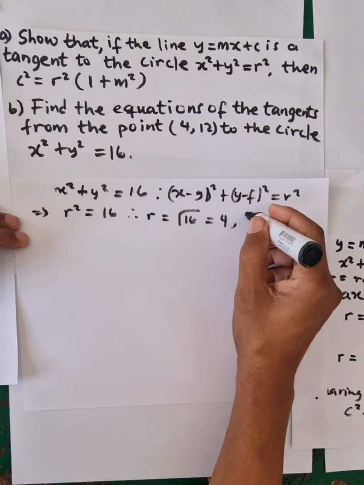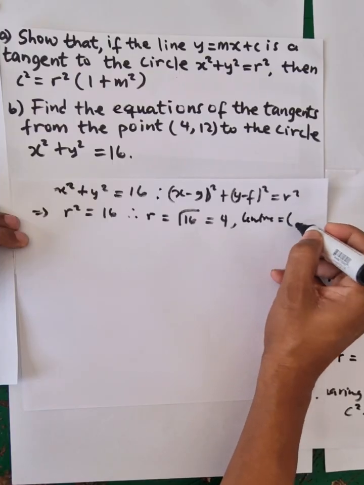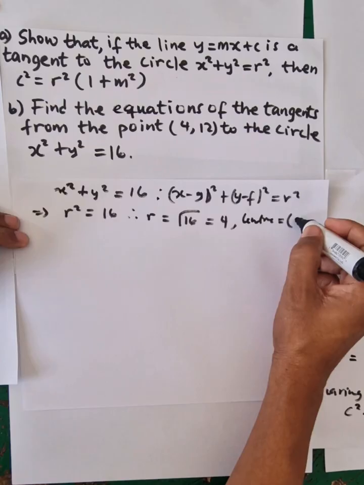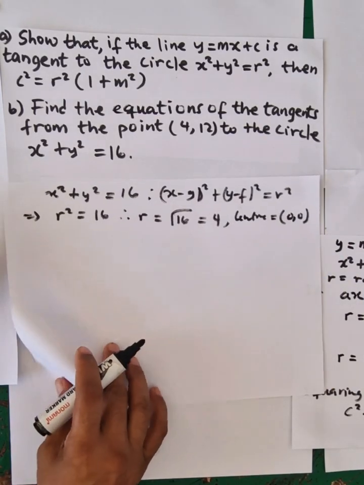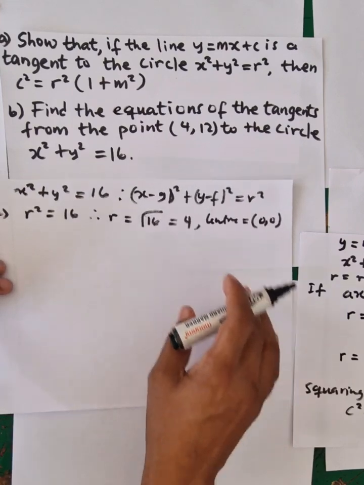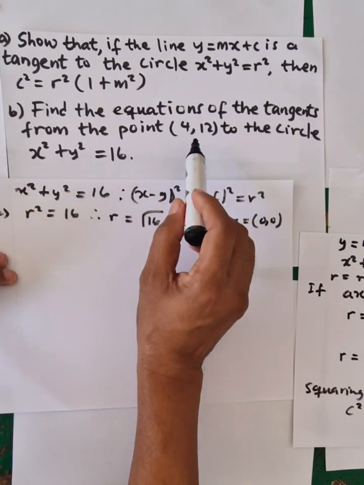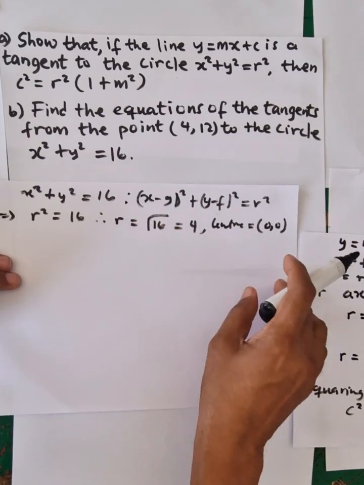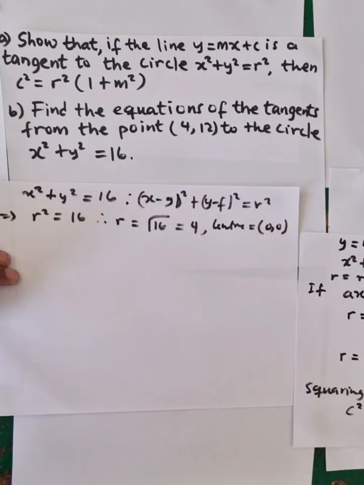And our center will be, again, when you look at this, you see that the center is 0, 0, the origin. So let me draw, and then according to the question, the tangent line starts from the point 4, 12 all the way to the circle and meets the circle at a certain point we don't know.